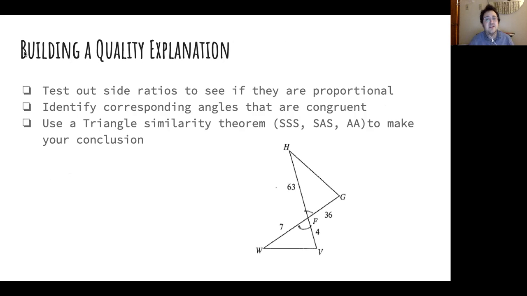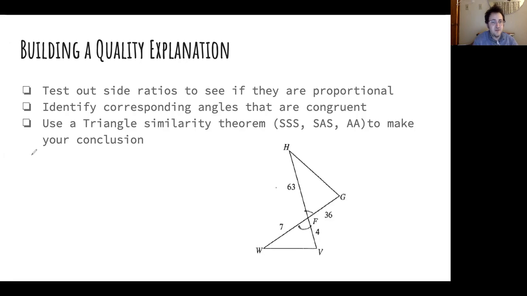First, if you have sides that are marked, I'd like to see you test out the ratios and see if there is a consistent scale factor being applied, so that the sides are proportional to one another. Then we're going to identify corresponding angles that are congruent to each other. And then we will also discuss how to choose an appropriate triangle similarity theorem. So let's build a good explanation with this one.